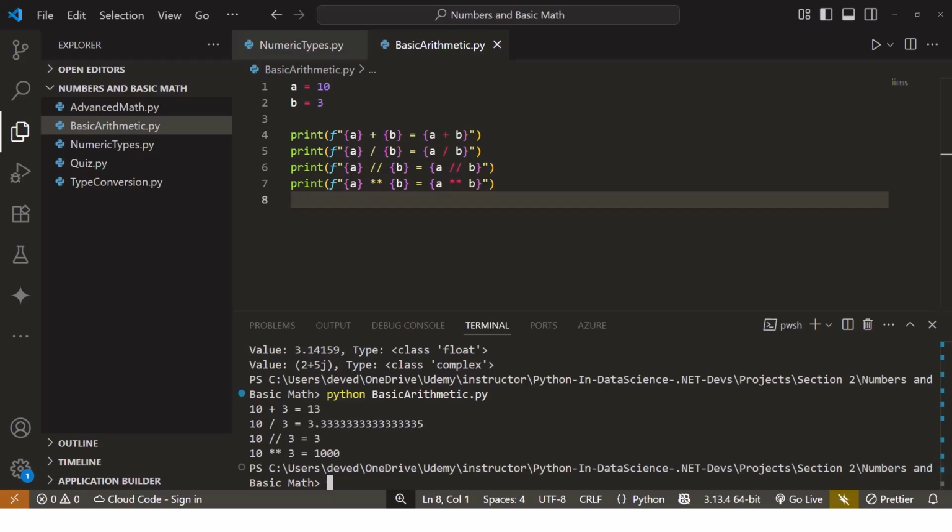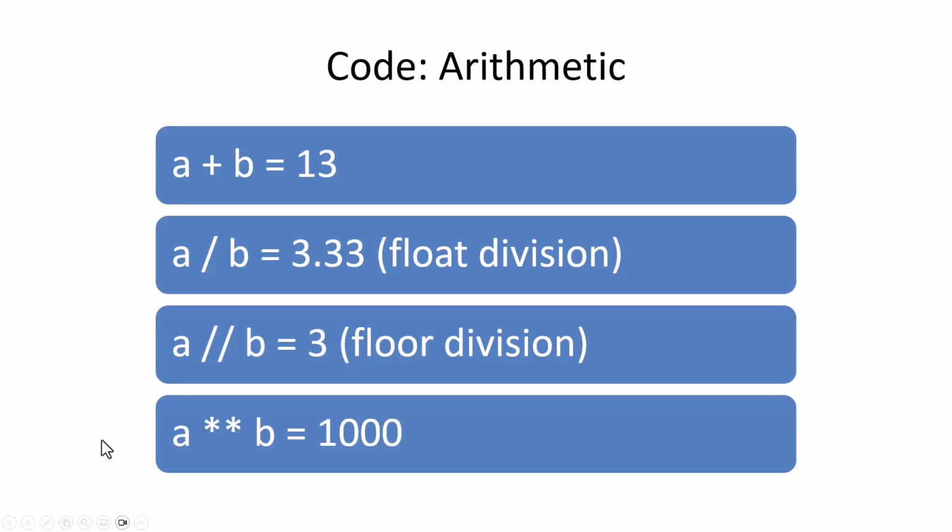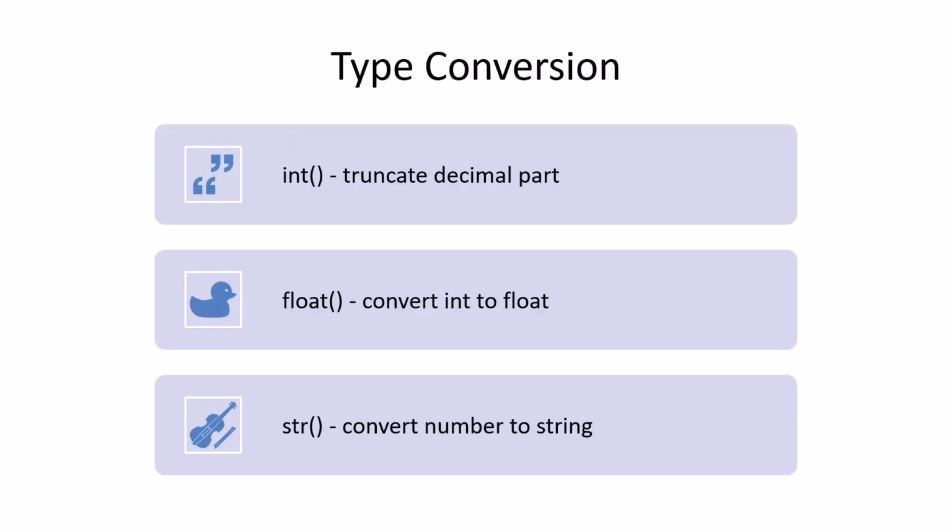So next is type conversion. So switching over to the slide, type conversion. When you are converting to int, it will truncate the decimal part, and float will convert an integer to float, and str will convert a number to string. Let's see all this in action.